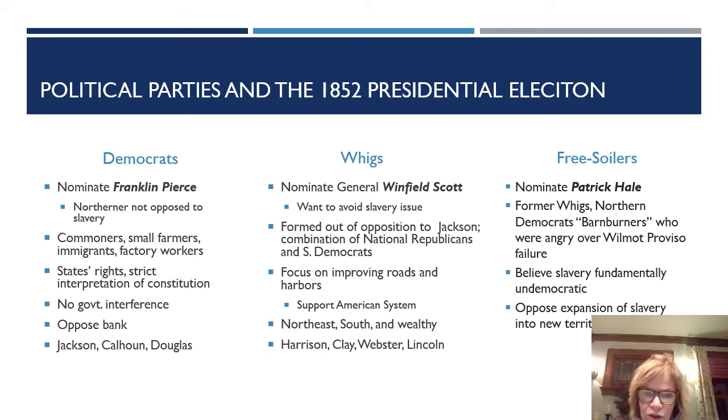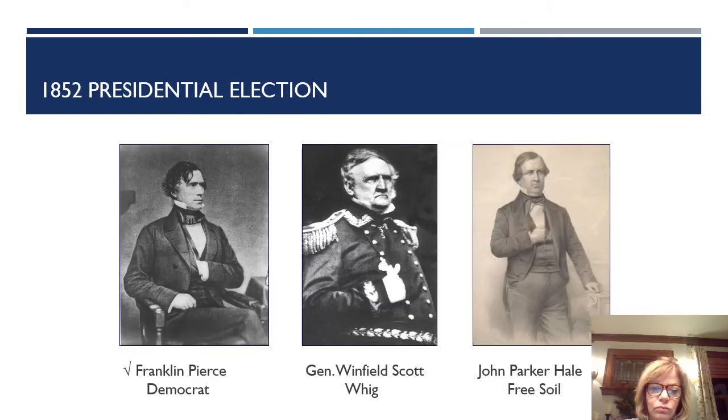That's kind of a coalition of a lot of people who don't want to see the expansion of slavery. We talked about that a little while ago. All right, so here are the three candidates, and Franklin Pierce is the one who wins because John Parker Hale pulled some of the votes away from the Whigs, splitting the vote of the Whigs in 1852 and giving it to the Democrat Franklin Pierce.